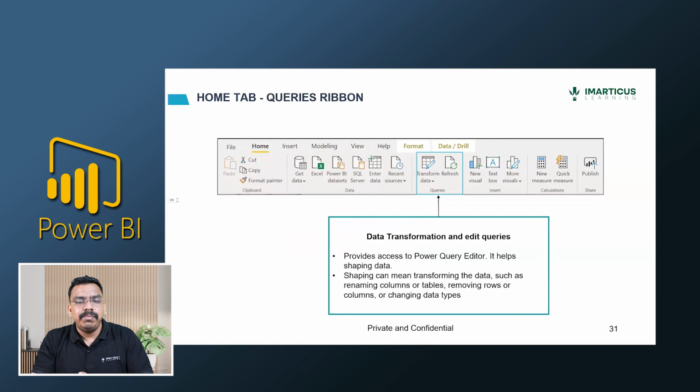Next we have the query ribbon, which will redirect to the Power Query editor. This is used to modify your data. For example, consider you have data with some missing information. You can redirect to the Power Query editor and treat those missing values. Or if you want to replace values, you can do it. Or if you want to extract some information, you can do it. Or if you want to remove some of the records, you can do it by using the Query tab.